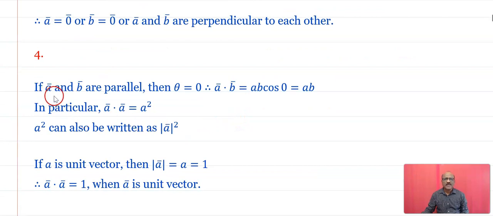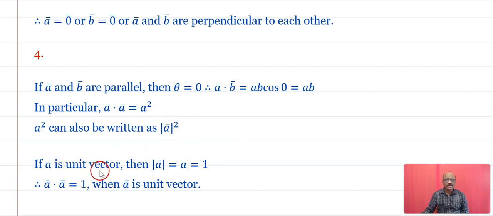Next point. If A bar and B bar are parallel, then theta equals 0. Then A bar dot B bar equals AB cos 0. But what is cos 0? Cos 0 is 1, so 1 into AB equals AB. In particular, for A bar dot A bar, the dot product of the same vector with itself, the angle between them is 0. A bar dot A bar equals A into A cos 0, and cos 0 is 1, then A into A is A square, and hence A bar dot A bar equals A square. A square can be written as mod of A bar, whole squared.